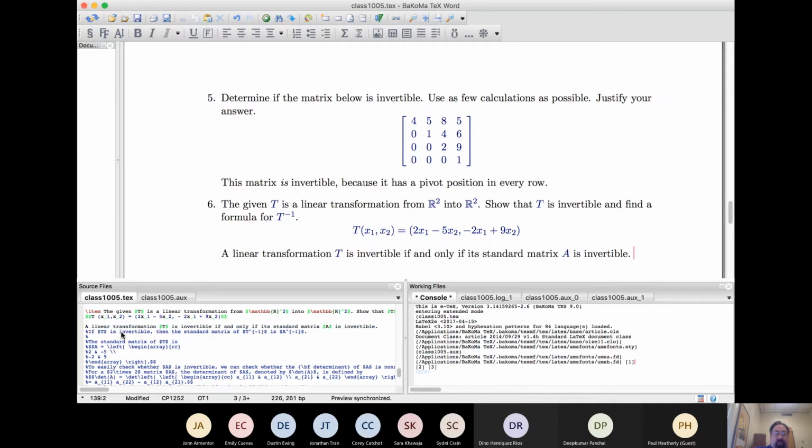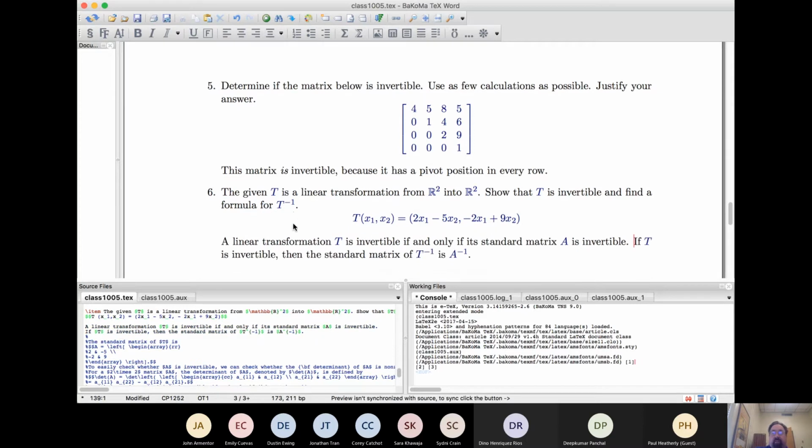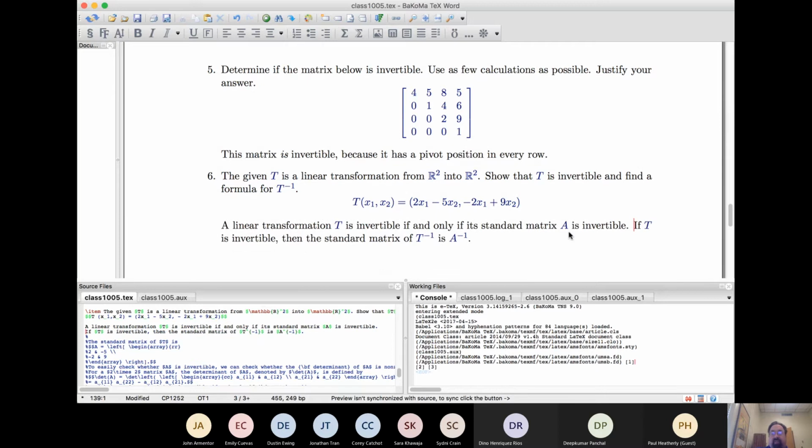So how do we know if a linear transformation is invertible? Well, we can get a standard matrix from a formula here. And if that matrix is invertible, then its inverse is the standard matrix of the inverse transformation. And we can use that to figure out a formula for the inverse, just like this one.